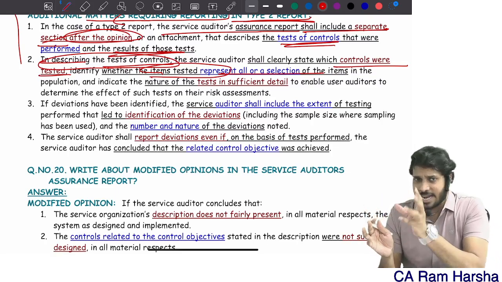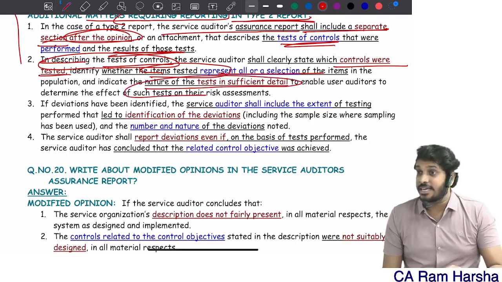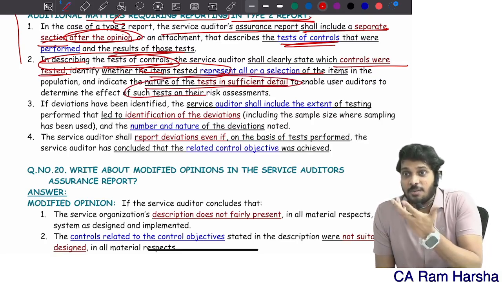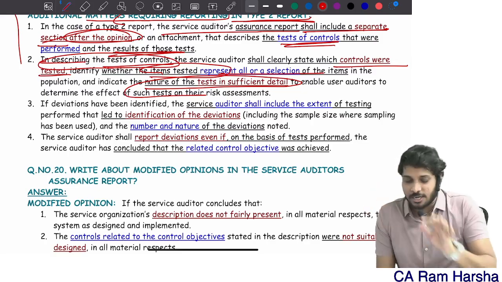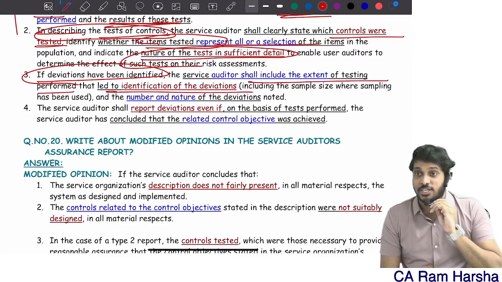How you tested? On a random basis or 100%? What is the nature of the tests you performed, like reperformance, inquiry, observation? How you tested, all that you should give. If deviations are identified, the service auditor shall include the extent of tests performed that led to the identification of the deviation.